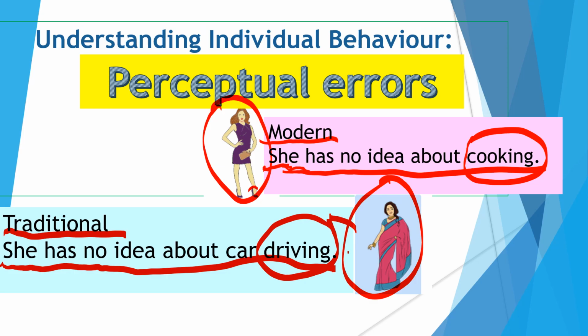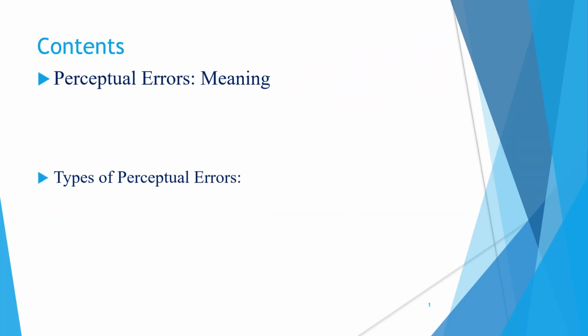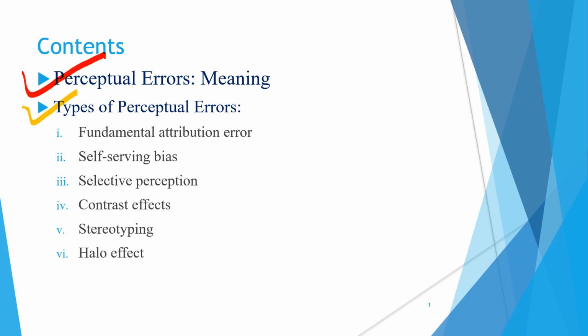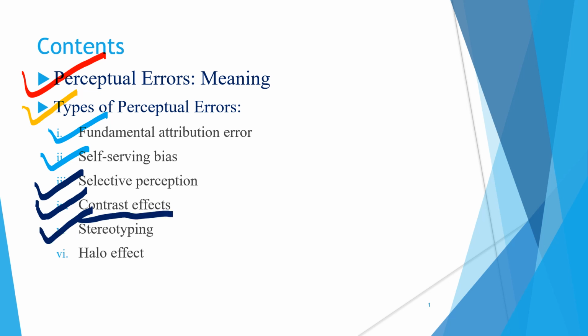So the content of the presentation includes the meaning of perceptual errors, followed by the types of perceptual errors, where we are going to cover the fundamental attribution error, self-serving bias, then selective perception, another interesting thing which we see in interviews, that is contrast effect, then stereotyping, then halo effect. So these are the perceptual errors that we are going to cover in the upcoming slides.